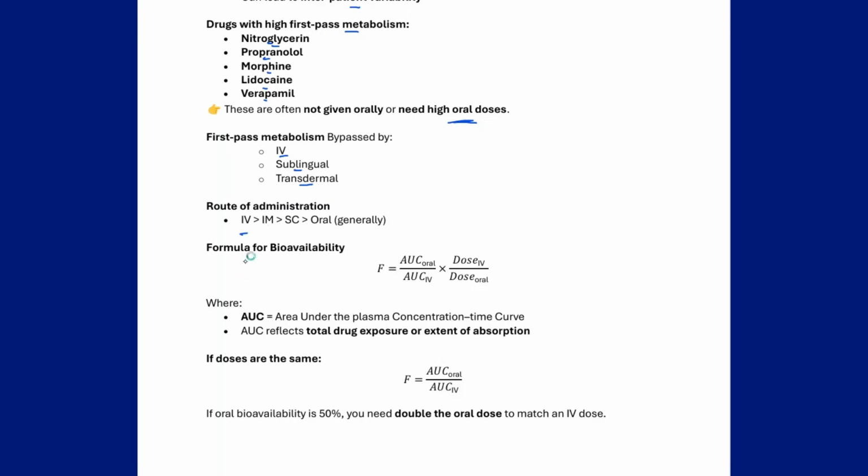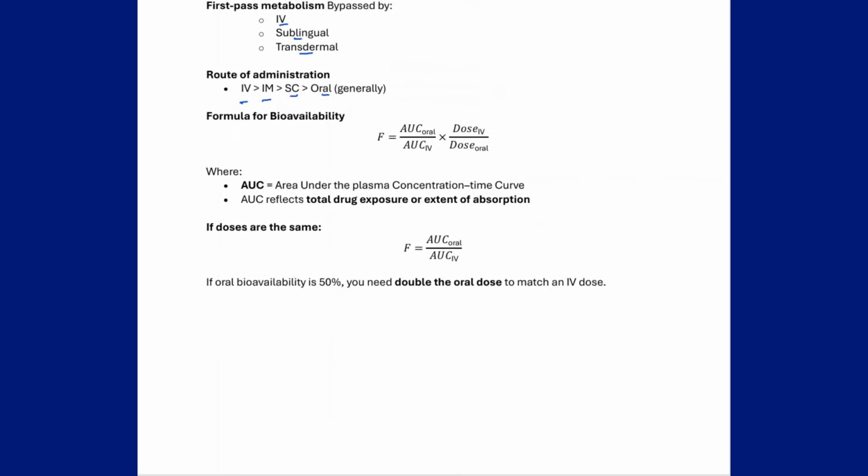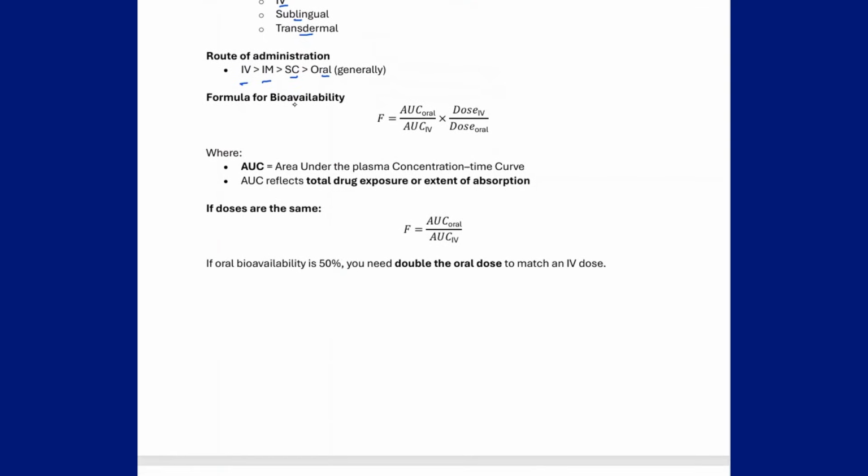So your first one there is going to be IV, followed by intramuscular, followed by subcutaneous, and the last one is generally going to be your what? Your oral route, because that will have the lowest bioavailability. So let's look at the formula for bioavailability.